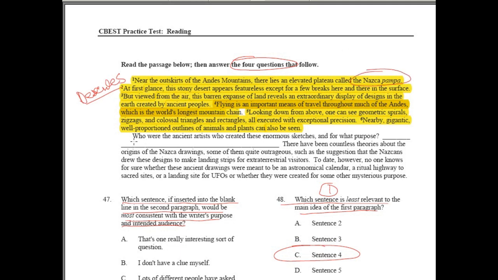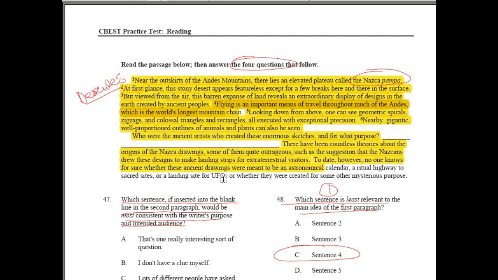Now let's go to the next paragraph. Grab my highlighter. Who were the ancient artists who created these enormous sketches and for what purpose? Blank. There have been countless theories about the origin of the Nazca drawings, and some of them quite outrageous, such as the suggestion that Nazca drew these designs to make landing strips for extraterrestrial visitors.